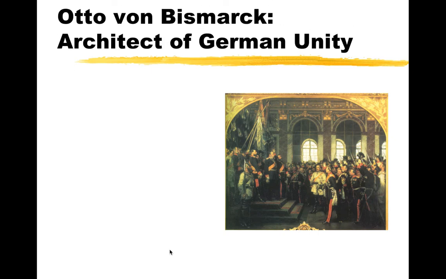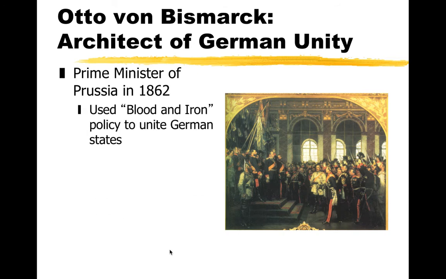So one man is basically responsible for becoming essentially the architect of unifying all those German states, and his name is Otto von Bismarck. When we talk about Otto von Bismarck, he was the prime minister of Prussia in 1862, and he used a policy called blood and iron to try to unite the German territories together. All right, we'll talk more about blood and iron here shortly.